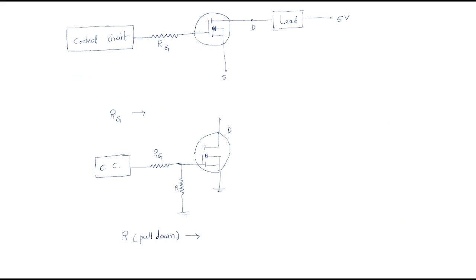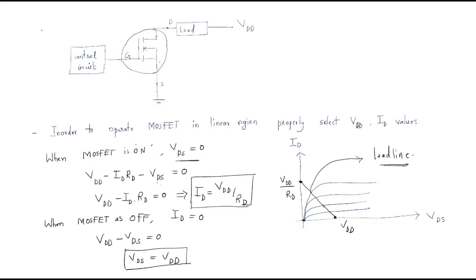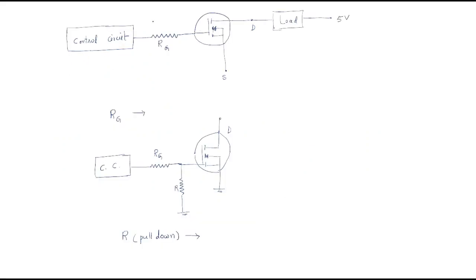In order to operate as a switch, the gate should be connected to the control circuit, and it should have some resistance. That resistance is RG, the gate resistance. What is the use of the gate resistance? This gate resistance RG protects the control circuit.